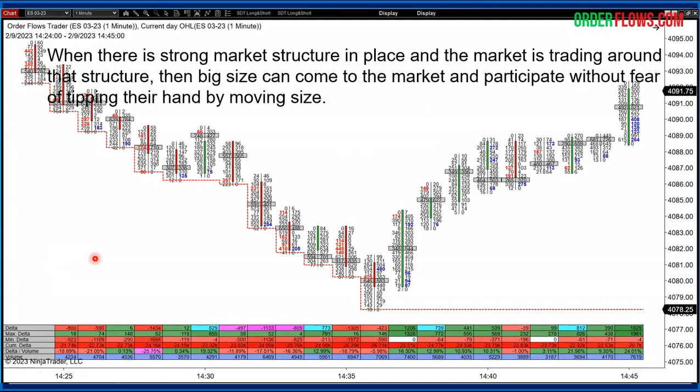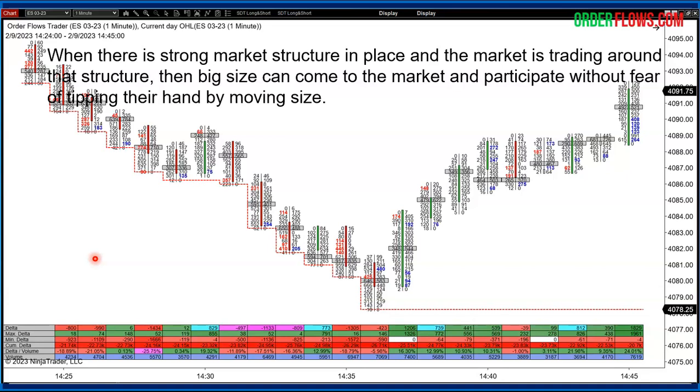Now, when there is strong market structure in place and the market is trading around that structure, big size is going to come into the market generally. And the reason is that they're not worried about affecting the market movement. Because when you're trading around structure, that's an obvious place to trade, looking at a screen, looking at a chart. So if you've got a lot of size to move, you could move it at a point of structure. So don't be surprised to see a lot of volume come in at a structural point.